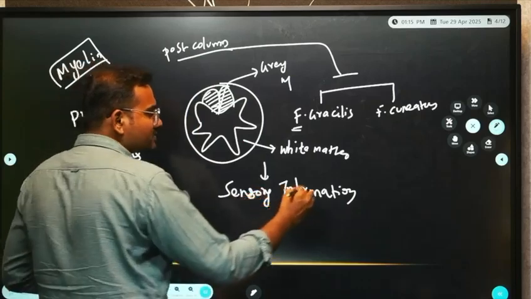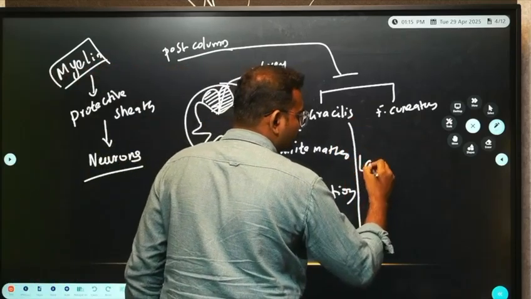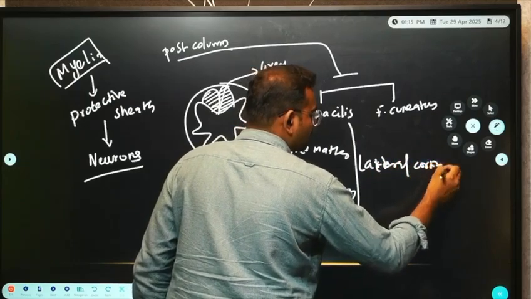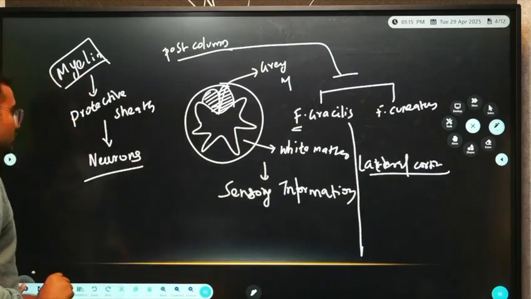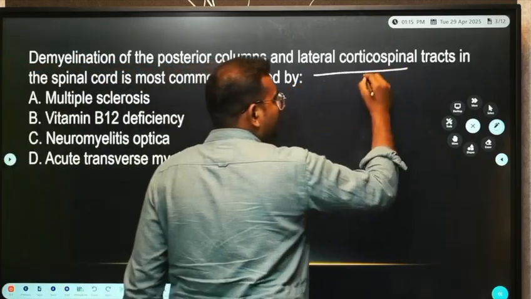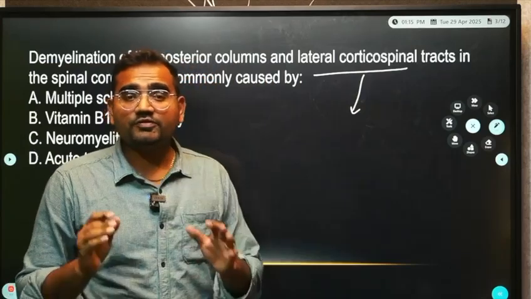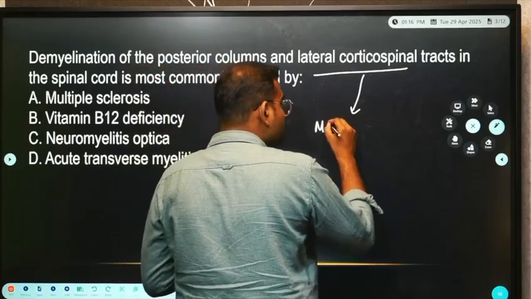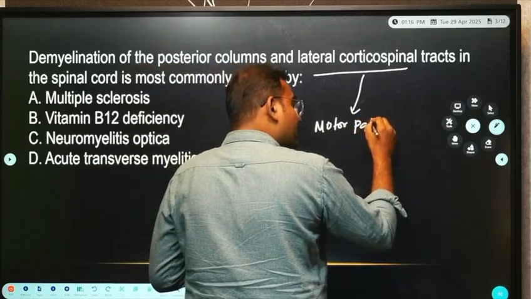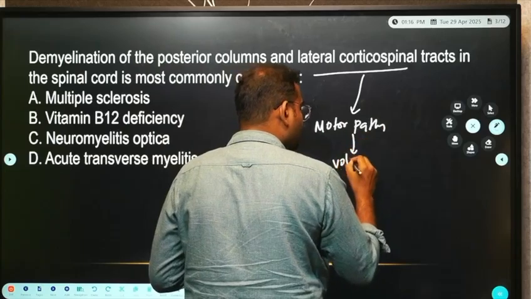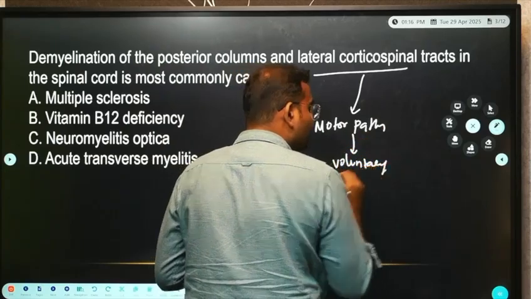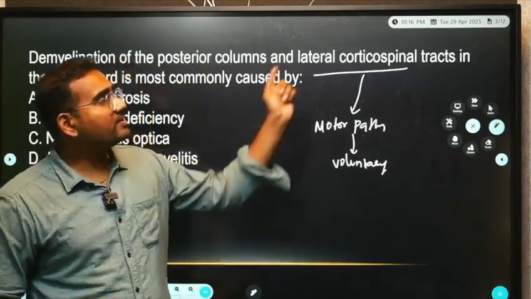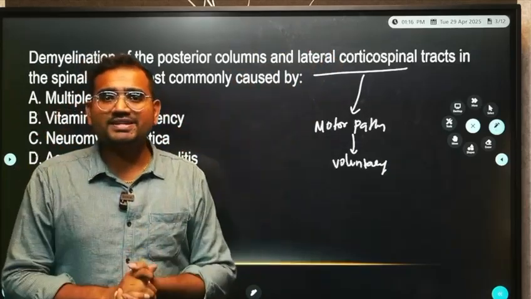Okay. Now, what is this lateral corticospinal tract? Basically it is one of the very important major descending motor pathways. It controls most of the voluntary movements, especially the movement of the limbs and fingers. It is very, very important as it is one of the major descending motor pathways.